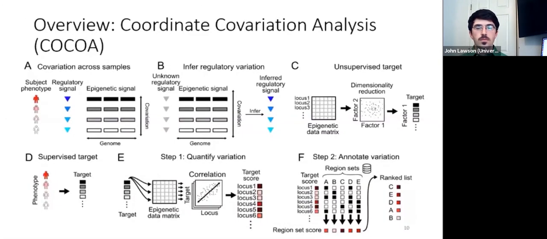So basically, we will annotate the variation in data with these region sets. And how we do that is we take the average of all the locus scores that overlap with a given region set to get that region set's score. Once we do that for all the region sets in our database, we can create a ranked list of region sets that basically tells us which region sets are most associated with the epigenetic variation in our data.